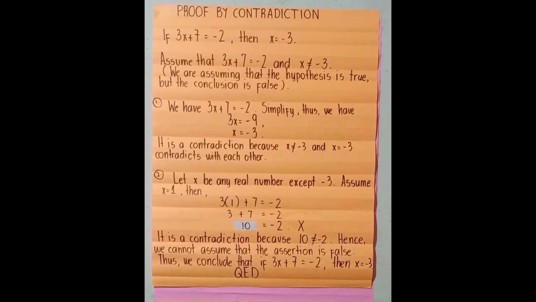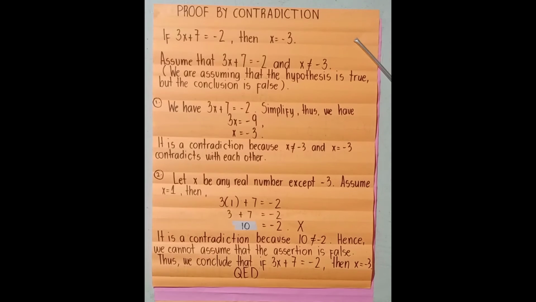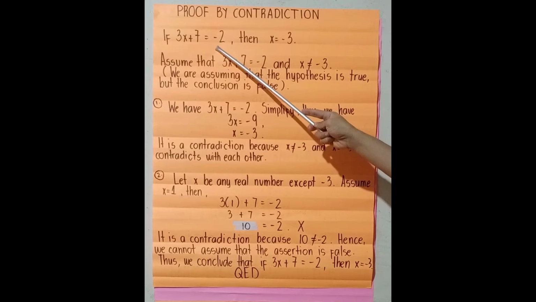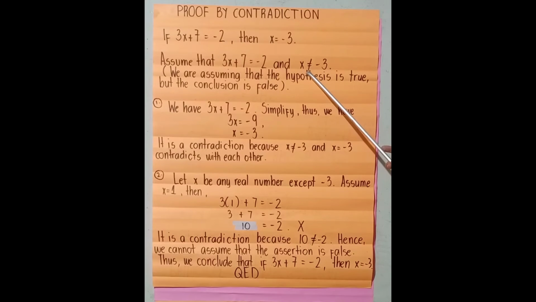Third is the proof by contradiction. We will still use the same problem, which is if 3x + 7 = -2, then x = -3. So let us assume that 3x + 7 = -2 and x is not equal to -3. This is the proof by contradiction. We are to assume that the hypothesis is true, but the conclusion is false. So this is true, and this is false. The negation of x = -3 is x is not equal to -3.